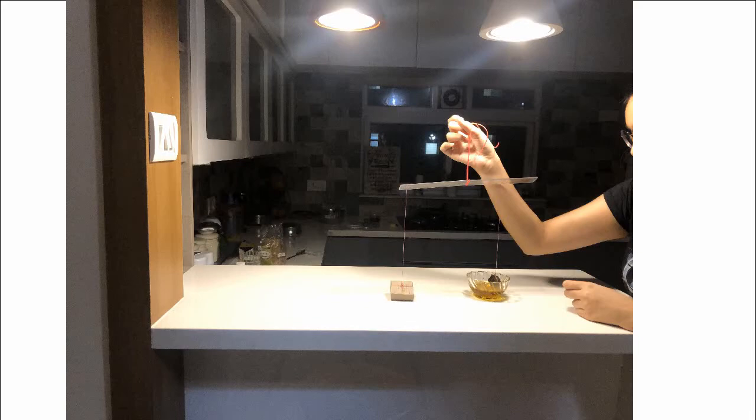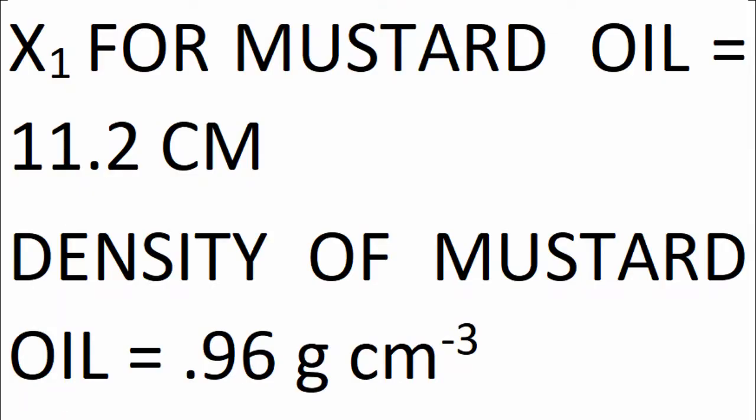My last liquid is mustard oil. My value of x1 with mustard oil was 11.2 centimeters. Also, the density of mustard oil is 0.96 grams per centimeter cube.